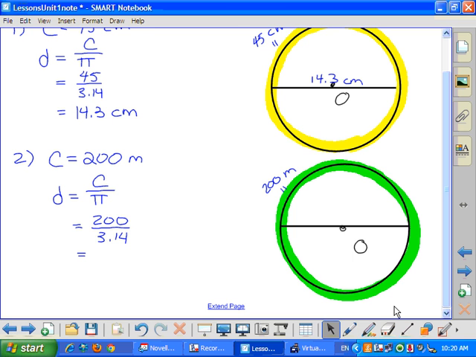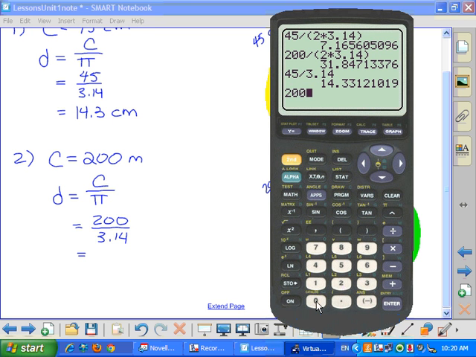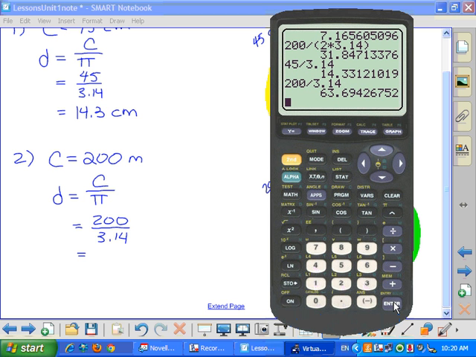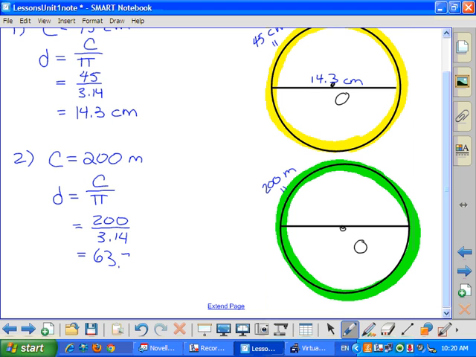Again, you don't need to use brackets. Divided by 3.14 equals 63.7. So 63.7 meters. So the distance across, if you were to cut across the center of this track, it would be 63.7 meters. And there we go.